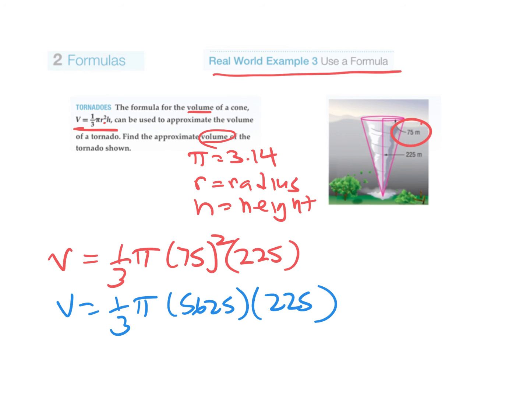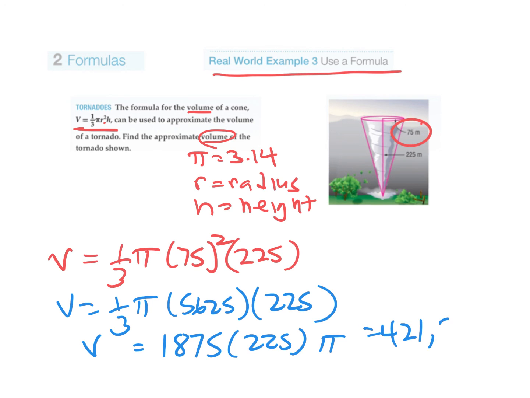And I'm going to multiply now. I'm going to go left to right. So multiplying by a fraction is the same thing as division. So if I take the 5,625 and divide by 3, I get 1875, and then I can multiply that 1875 times the 225, and then I still have pi. I'm not going to multiply pi, I'm just going to leave pi. So if I multiply that by 225, I'm going to get 421,875 pi as my volume once I substitute the numbers and do order of operation. We're not going to evaluate pi because it's a repeating decimal. We're just going to leave pi as part of our answer.